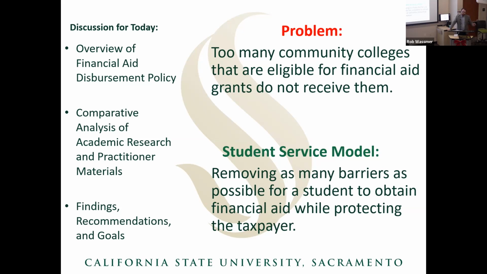There's a lot of definitions. Mine is one that is just removing as many administrative burdens for students to access financial aid while protecting the taxpayer. I'll be talking about an overview of where we are with the disbursement policy, my comparative analysis between what the academic literature says and what professionals say, and then my findings, recommendations, and goals.